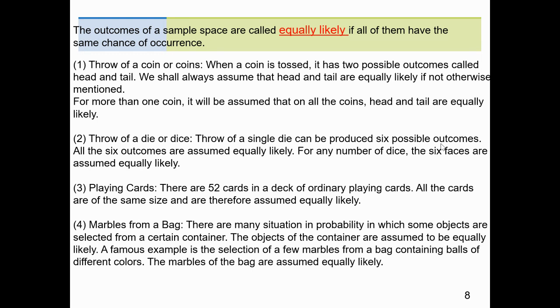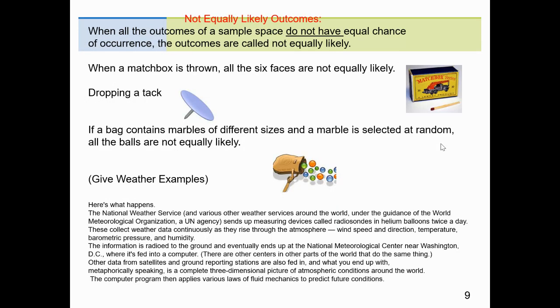We do a lot with playing cards. I just mentioned this in a previous slide. 52 cards in a regular deck, with Jack, Queen, and King being the face cards. Marbles in a bag: there are many situations in probability in which some objects are selected from a certain container. The objects in the container are assumed to be equally likely. A famous example is a selection of a few marbles from a bag containing balls of different colors. Maybe ask, what's the probability of me drawing a blue marble or a red marble? We'll see some problems like that.